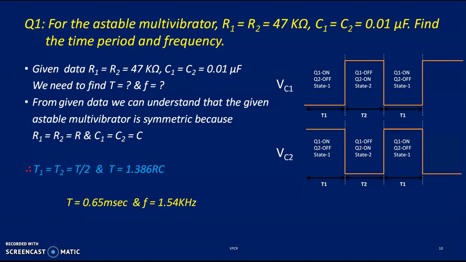Then you must start the procedure: from the given statement we need to generate a square wave. In order to generate a square wave, you must consider a symmetric circuit. In order to consider symmetric, R1 and R2 must be the same value and C1 and C2 must be the same value. Then R1 = R2 = R, C1 = C2 = C. So likewise you have to do reverse engineering. We will be seeing these kinds of questions in the next videos.